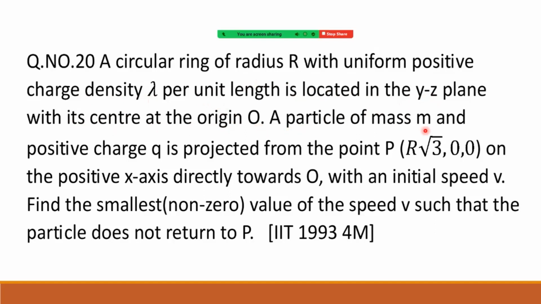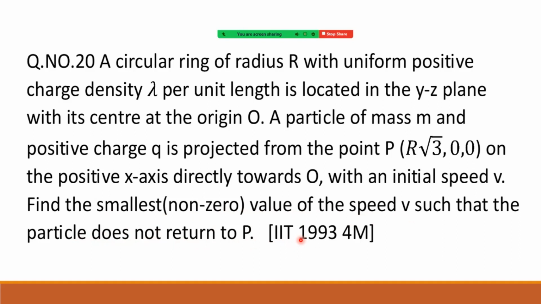A particle of mass m and positive charge q is projected from the point P, that is (r root 3, 0, 0) on the positive x-axis, directly towards the origin with the initial speed v. Find the smallest non-zero value of the speed v such that the particle does not return to P. This is the question asked in 1993 for 4 marks.